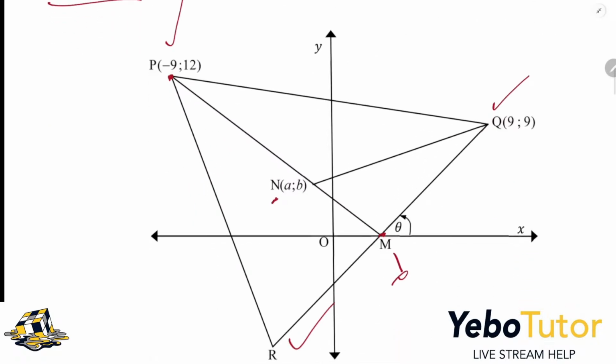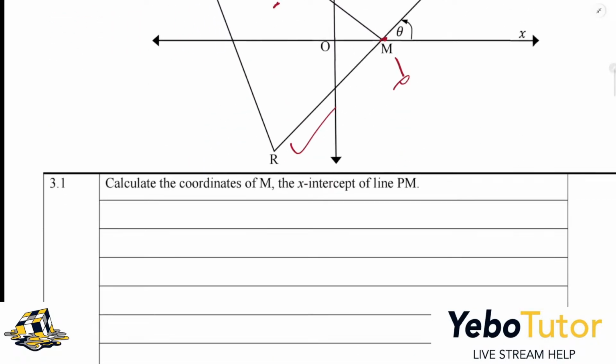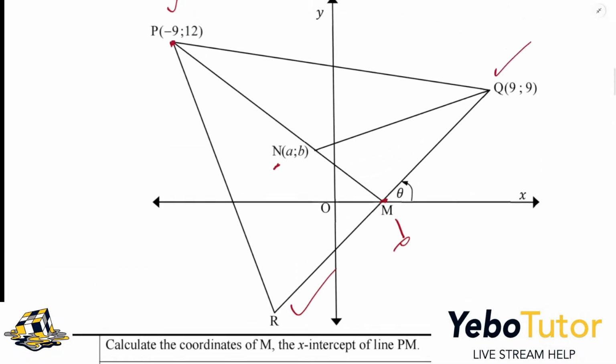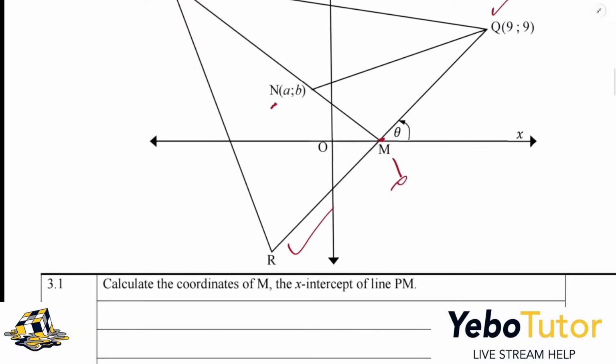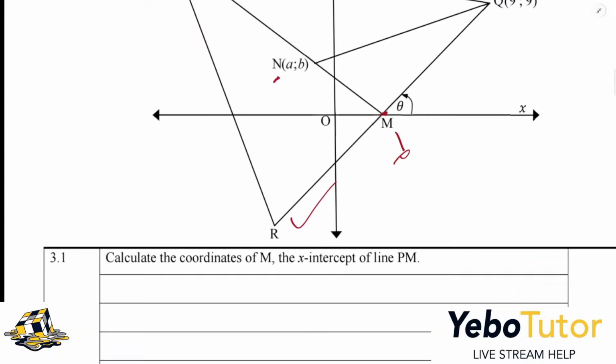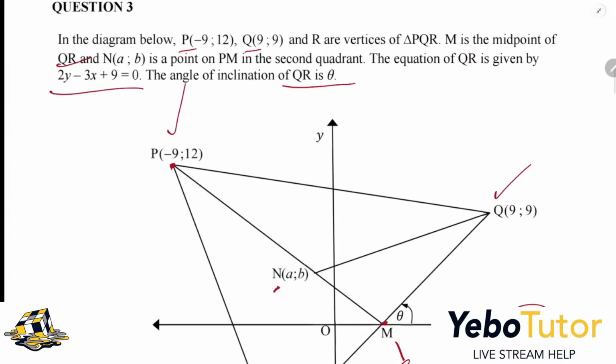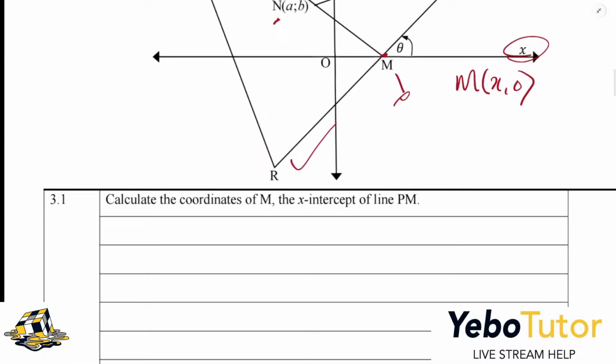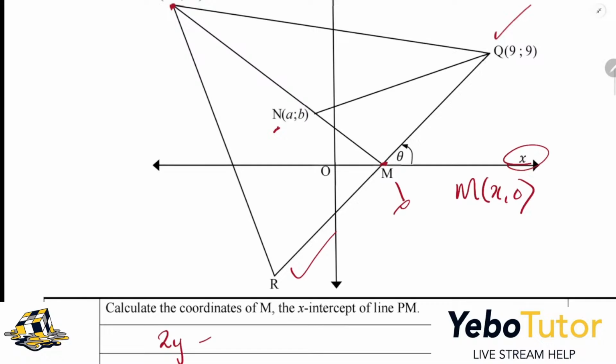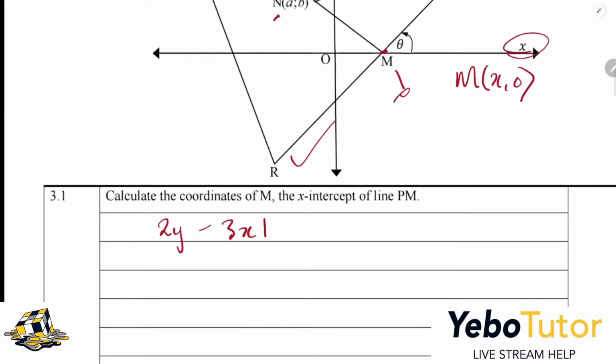The first question says calculate the coordinates of M, the x-intercept of the line PM. This is not that bad. We are given the equation, and we can see that M is on the x-axis, which means M is always (x;0). The equation of the line QR is given as 2y minus 3x plus 9 is equal to 0.